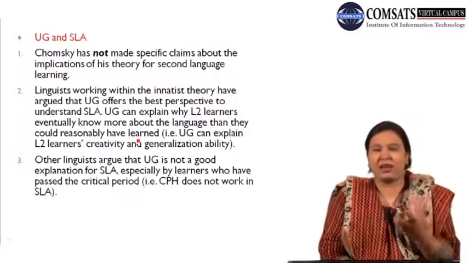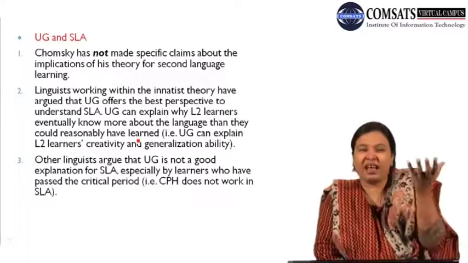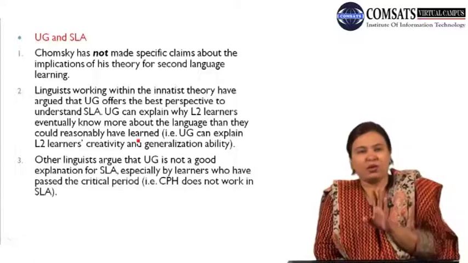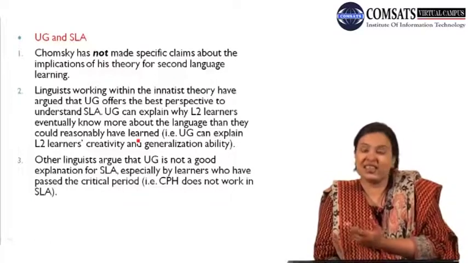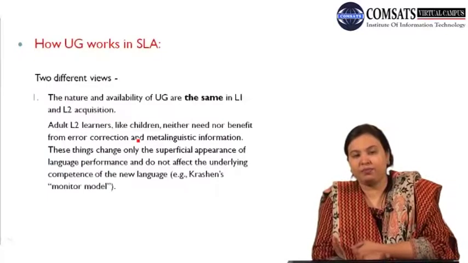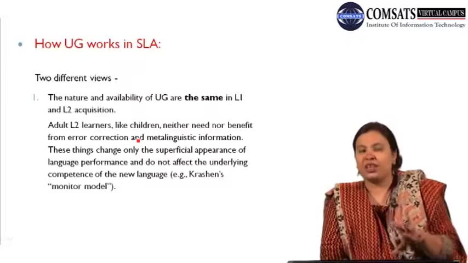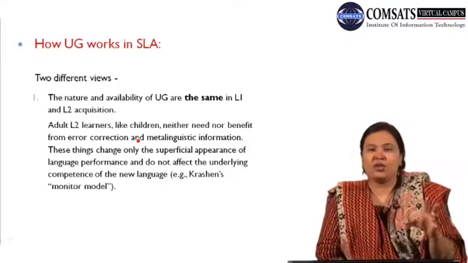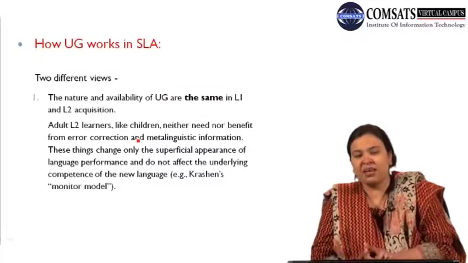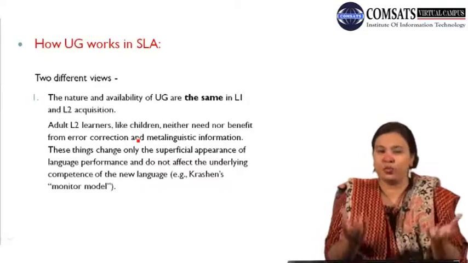So again, in the field of innatism, we have both sides. We have people who argue that universal grammar can explain the second language learning process. But on the other hand, we have some linguists who say that this cannot be done with the help of UG or universal grammar. Now, because we are talking about innatism, we will follow those linguists who think that universal grammar is fine to explain the second language acquisition process. Now, how does this universal grammar work in second language learning or acquisition? There are again two viewpoints.